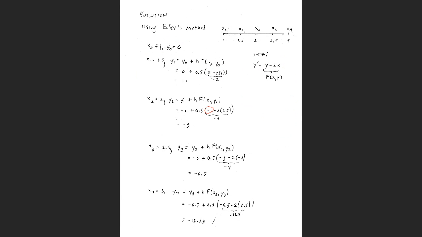I want to circle it without blocking it, you know. There we go. And x1 is 1.5. So you see, y2 is -3. So the nth iteration builds off of the iteration before it, as you can see.